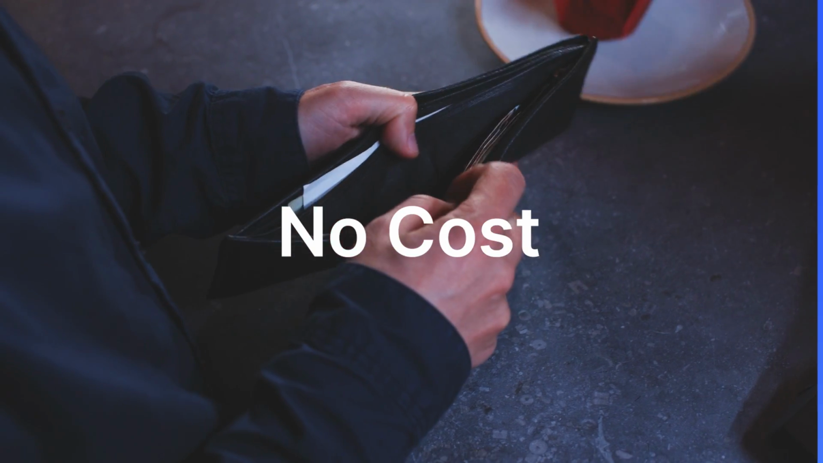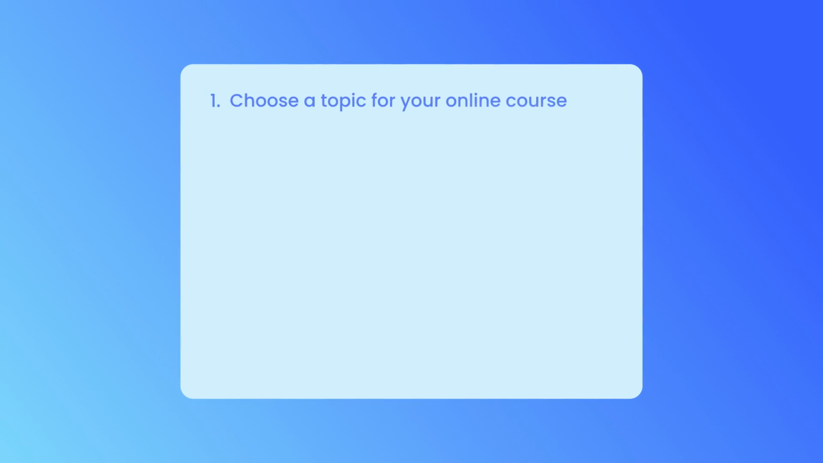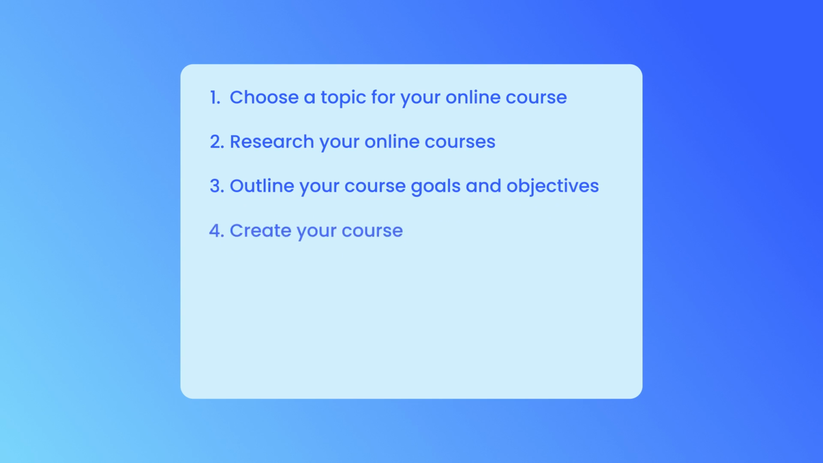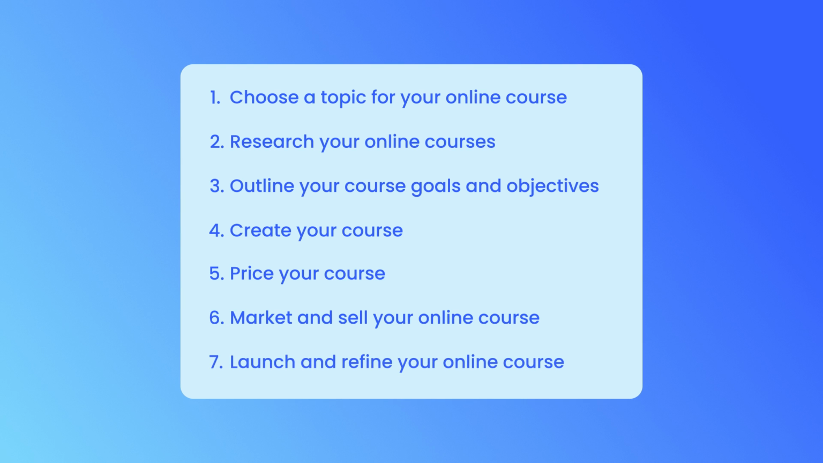Here are 7 steps to create and sell online courses at absolutely no cost. First, choose a topic for your online course. Second, research your online courses. Third, outline your course goals and objectives. Fourth, create your course. Fifth, price your course. Sixth, market and sell your online course. And seventh, launch and refine your online course. Let's take a closer look at each step.